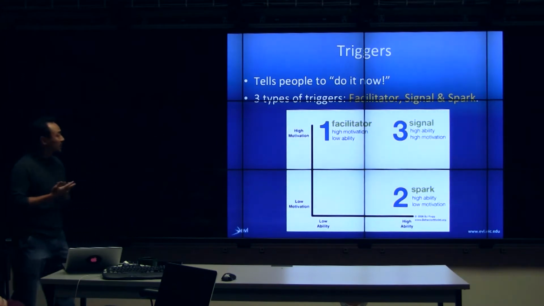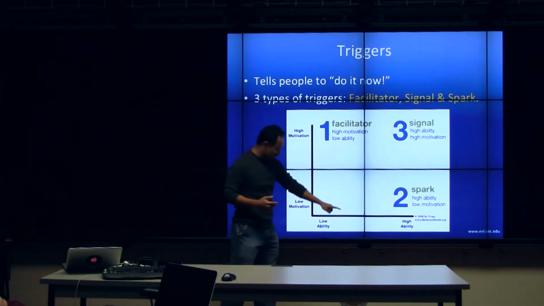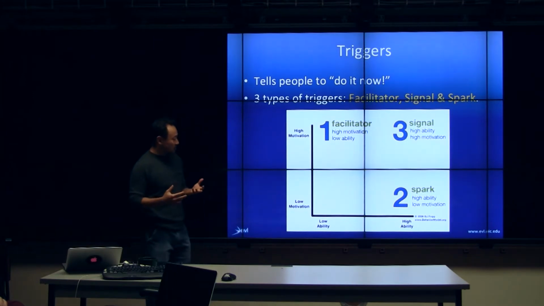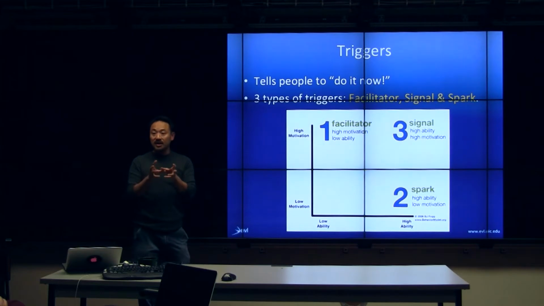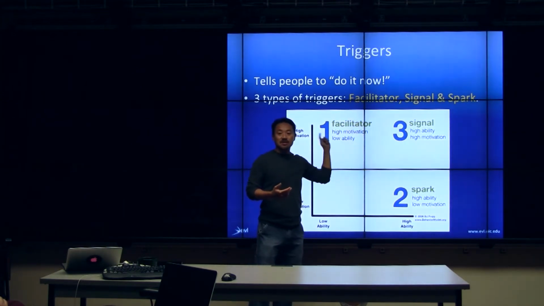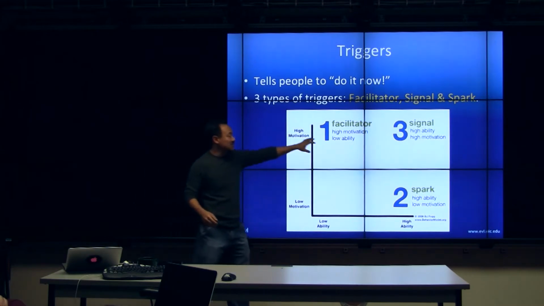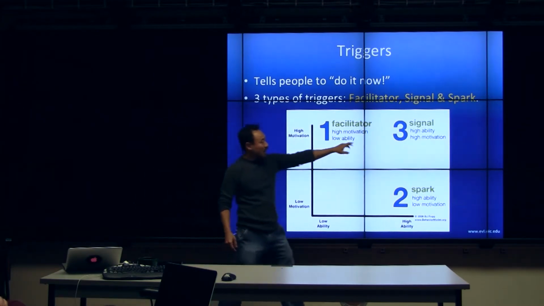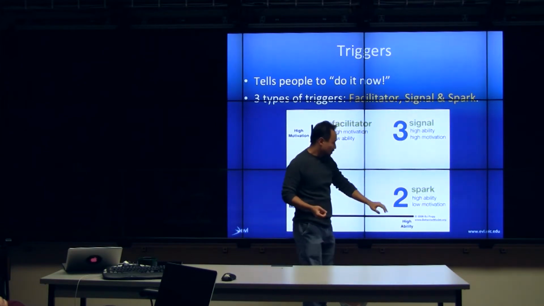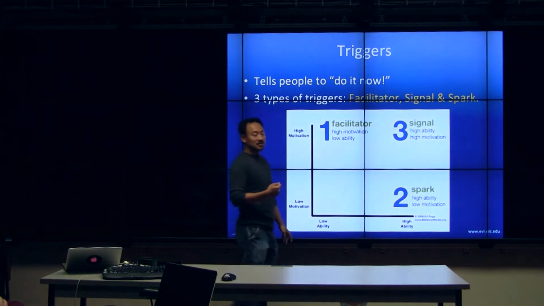The way Fogg classifies them is that he has 3 types of triggers: facilitators, signals, and sparks. So he's got this little graph here with low ability, high ability, low motivation, high motivation. If your target person is highly motivated to do something, but they have low ability to do that act, then what he claims you need is some kind of facilitator in your technology to make it easier for them to actually perform this task. If they're highly able to do the task and they're highly motivated, they just need a signal to get them to do the task. Or if they're highly able, but they have low motivation, they need a spark to want to do the task.